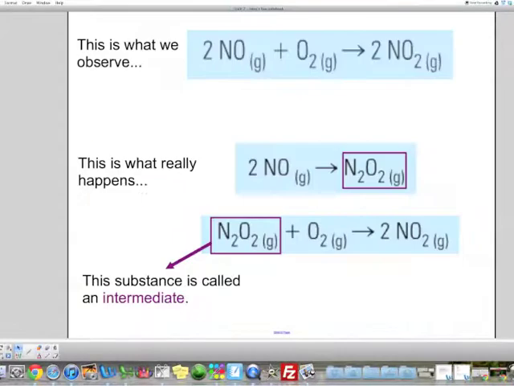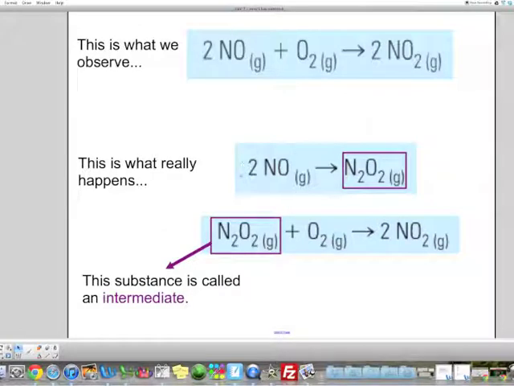So if I may show you a first example, we have here two molecules of NO that react together, as well as one molecule of oxygen. So all this reacts together in order to form two molecules of NO2. Again, to the naked eye or to the observer, this may look as if this happens in one step, but actually it happens in two steps.